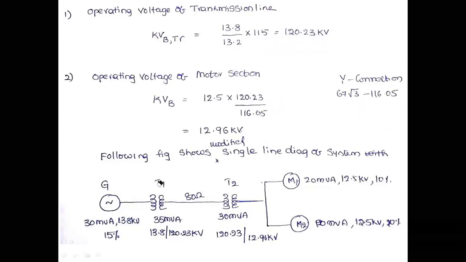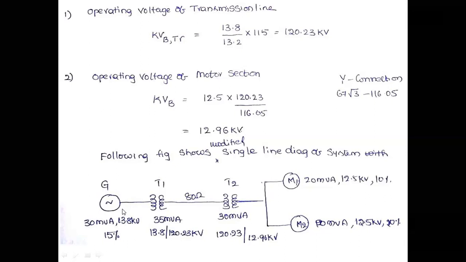Now, with all this, I have redrawn the modified version of the original single line diagram. This is the modified version of the original system that he has given. For the generator, 30 MVA, 13.8 kV and 15%, that's actually what he has given. And we have chosen the generator ratings as the base values for the entire system.